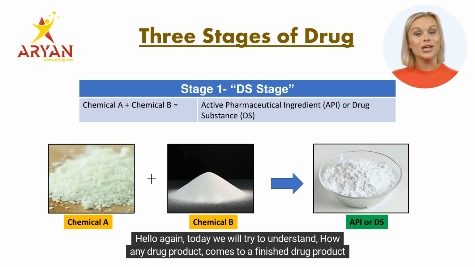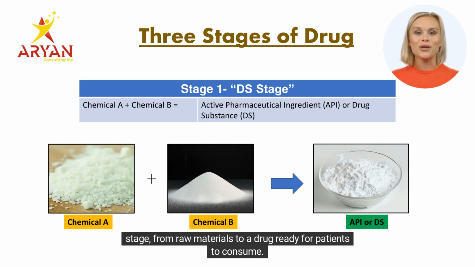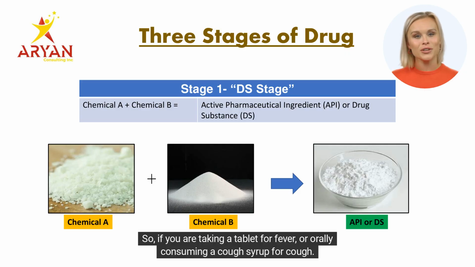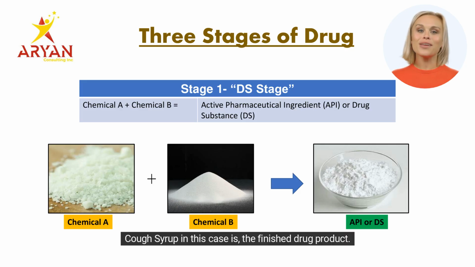Hello again. Today we will try to understand how any drug product comes to a finished drug product stage, from raw materials to a drug ready for patients to consume. To understand that, let me give you an example. So if you are taking a tablet for fever or orally consuming a cough syrup for cough, the syrup in this case is the finished drug product.